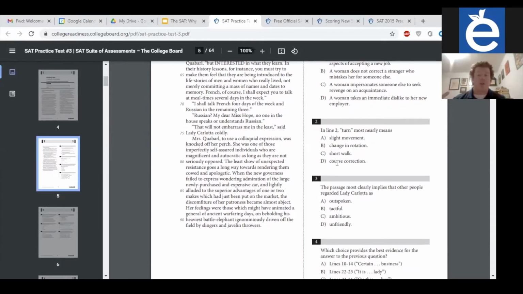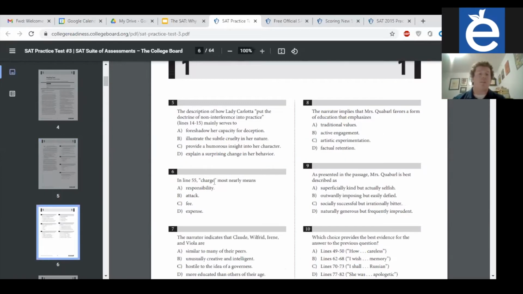And when we're answering a question, we want to apply process of elimination. So applying process of elimination, we can see slight movement, probably we can eliminate. Change in rotation, this is a good example. Change in rotation, turn in a different context could mean that. And that's why we use that placeholder word, so we don't fall for a trick answer like that. So we can eliminate B as well. Short walk matches pretty directly with what we used as a placeholder. Course correction doesn't. We can answer number 2 is C, short walk.